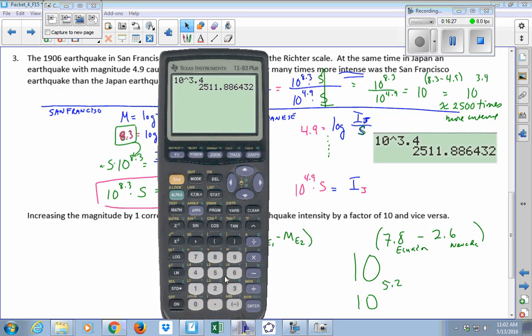So let's take a look. 10 to the 5.2 is 158,500 times more intense. I'm glad I would be in Nevada and not Ecuador.